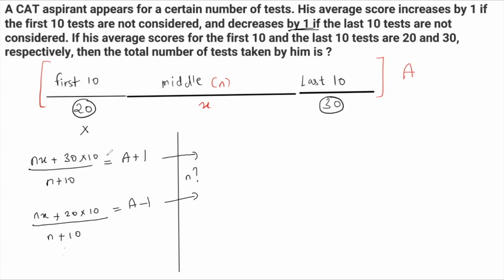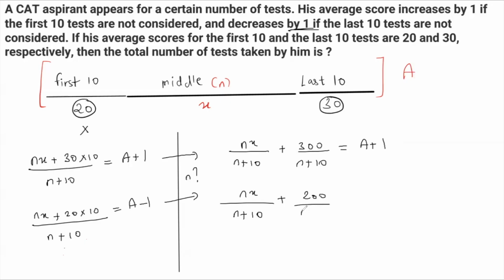So the first equation I can modify the left hand side as nx upon n plus 10 plus 30 into 10, which becomes 300, divided by n plus 10, is equal to A plus 1, right? Similarly, for the second equation, I can split the denominator on the left hand side. Nx upon n plus 10 plus 20 into 10, which is 200, divided by n plus 10, will be equal to A minus 1. And in the next step, guys, we simply subtract these two equations.